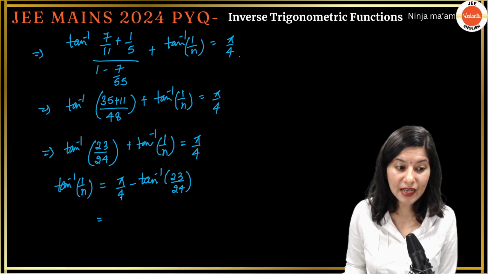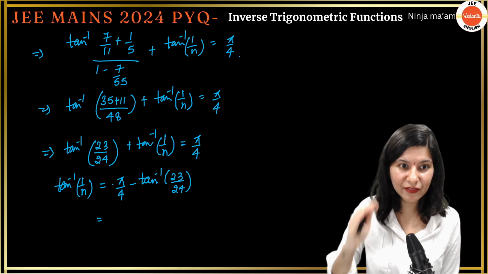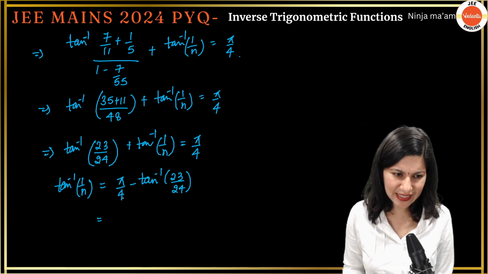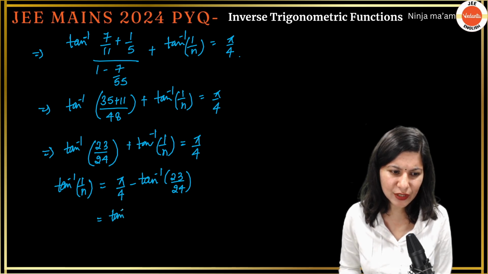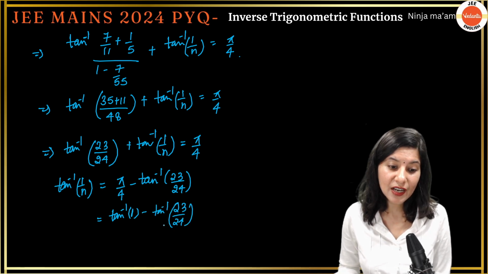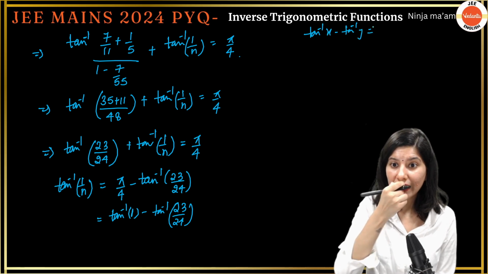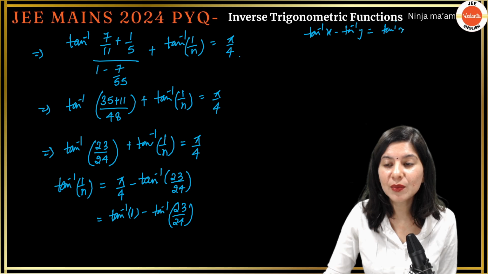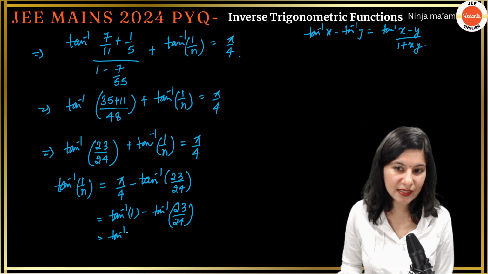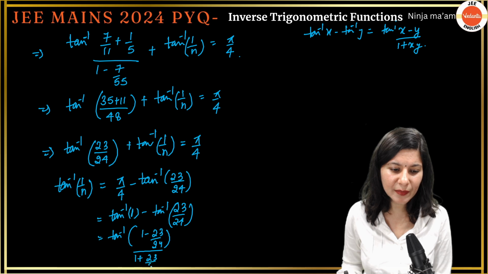Okay, now we have shifted everything to the right hand side, everything constant I am talking about, and n I am keeping it on the left hand side. Okay, now this pi by 4 is actually tan inverse 1 minus tan inverse 23 by 24. Now you know the formula, without any condition you can apply this formula. Tan inverse x minus tan inverse y is equals to tan inverse x minus y whole upon 1 plus xy. So this is tan inverse 1 minus 23 by 24 whole upon 1 plus 23 by 24.